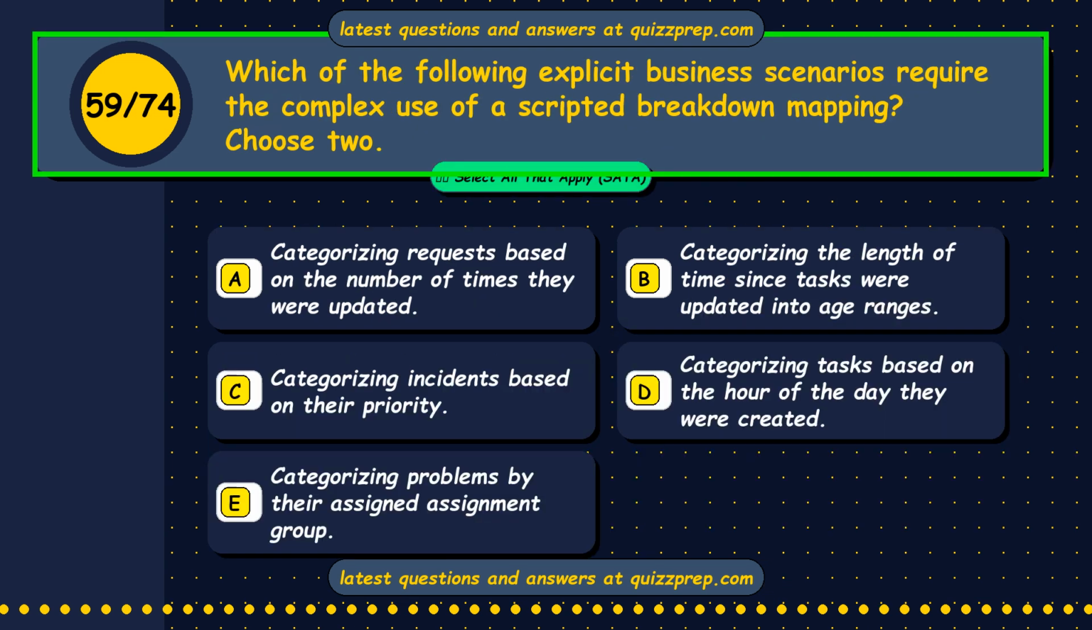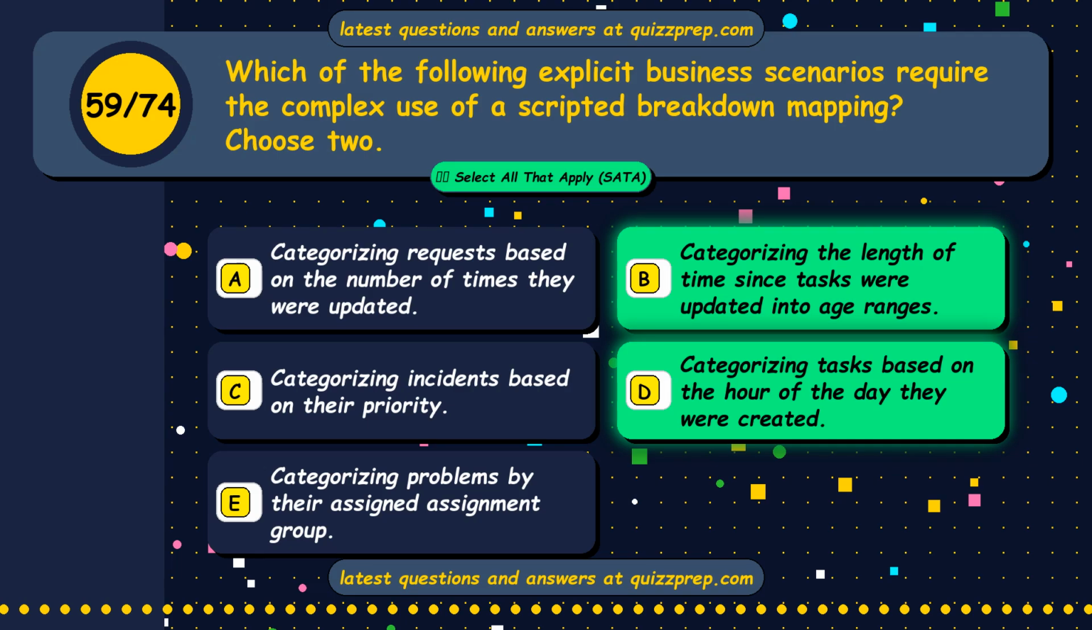Question 59. Which of the following explicit business scenarios require the complex use of a scripted breakdown mapping? Choose 2. Option A. Categorizing requests based on the number of times they were updated. Option B, categorizing the length of time since tasks were updated into age ranges. Option C, categorizing incidents based on their priority. Option D, categorizing tasks based on the hour of the day they were created. Option E, categorizing problems by their assigned assignment group.